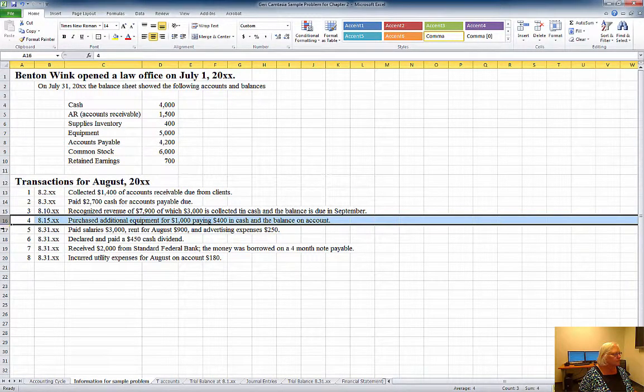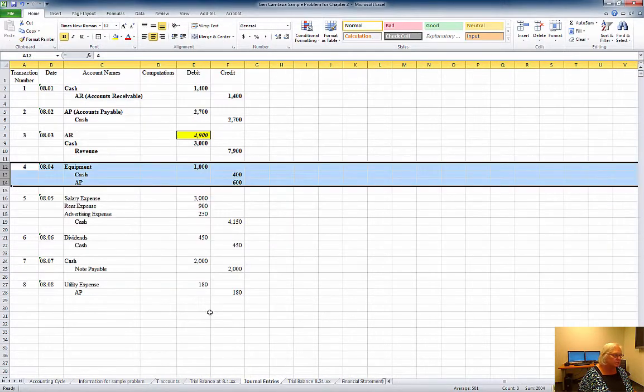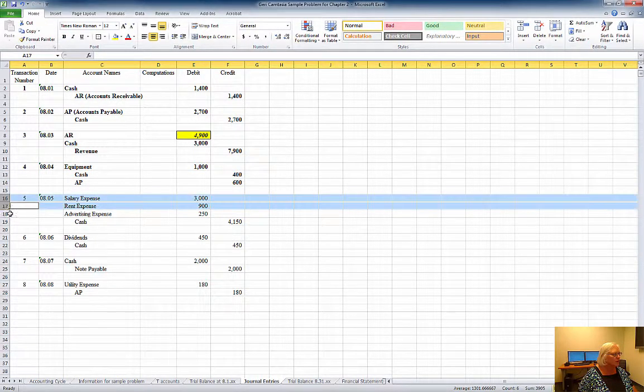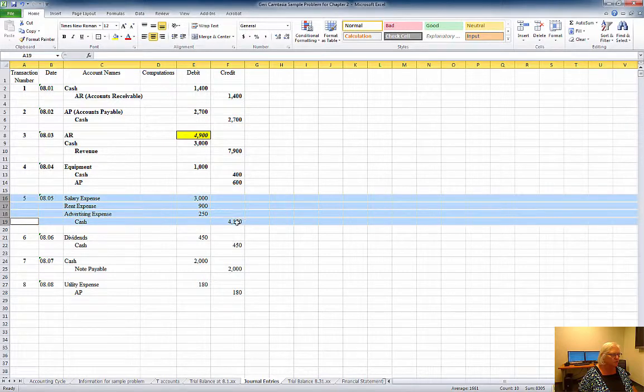Number 5, we paid salaries of $3,000. We paid rent for August of $900, and we paid advertising of $250. So we paid some expenses. So I'm going to debit each expense, and that will increase the expense. Salary of $3,000, rent of $900, advertising of $250, and we wrote checks for all of them, so I'm going to credit cash for $4,150, and we'll bold that.